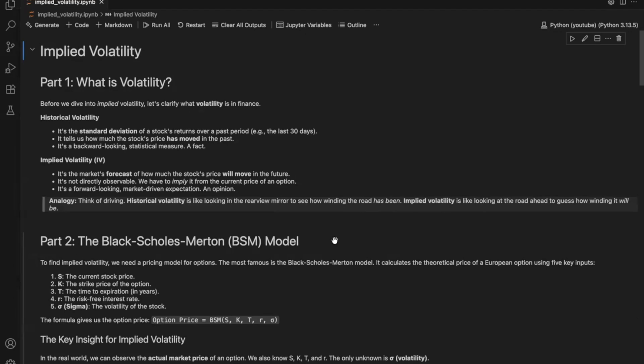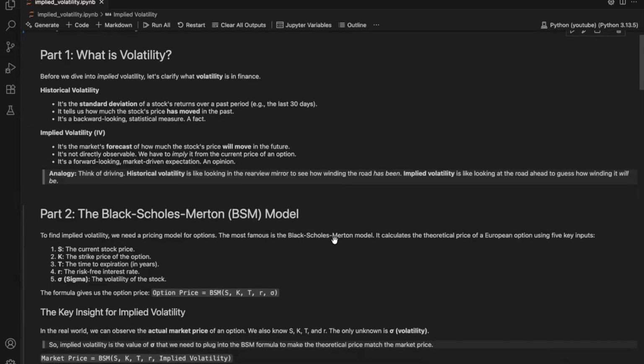First, let's get a handle on volatility itself. There are two main types. On one hand, we have historical volatility. This is simple. It's how much a stock's price has moved in the past. It's a fact, like looking at the stats after a game is over. On the other hand, we have implied volatility, or IV. This is the market's forecast of how much the stock's price will move in the future. It's not a fact, it's an opinion baked into the current price of an option.